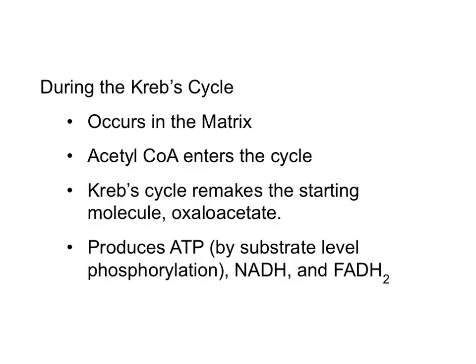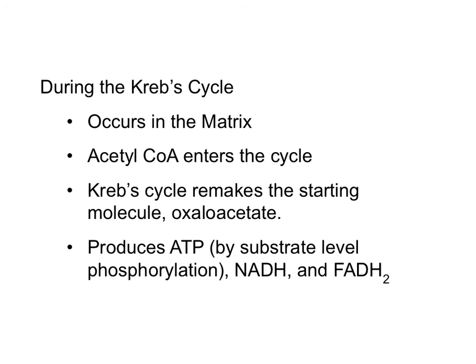So during the Krebs cycle, all of this is occurring in the matrix of the mitochondria. Acetyl-CoA enters, and the Krebs cycle remakes the starting molecule, known as oxaloacetate. It produces ATP by substrate level phosphorylation, although in your video they show it as GTP. The GTP can phosphorylate ADP to produce ATP. We're also going to produce NADH and FADH2.